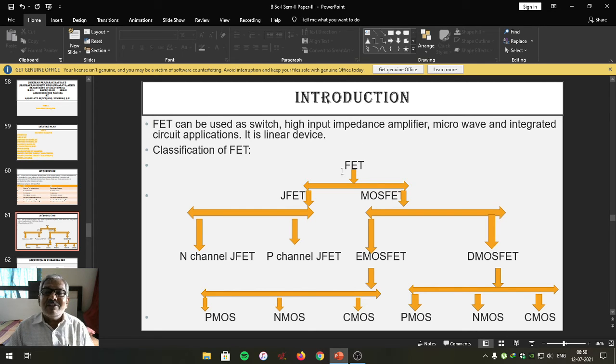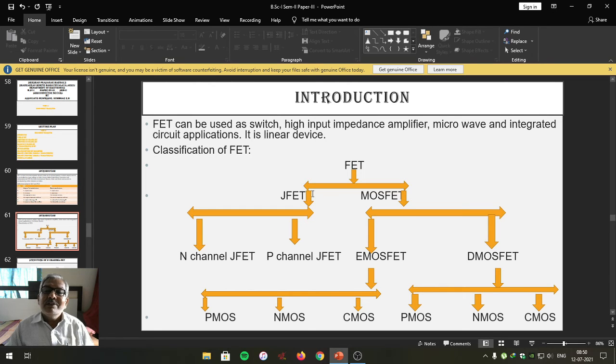This FET is classified mainly into two types. One is JFET, that is junction FET. Second one is MOSFET. MOSFET means metal oxide semiconductor field effect transistor. One is JFET, junction field effect transistor. Second one is MOSFET, that is metal oxide semiconductor field effect transistor.